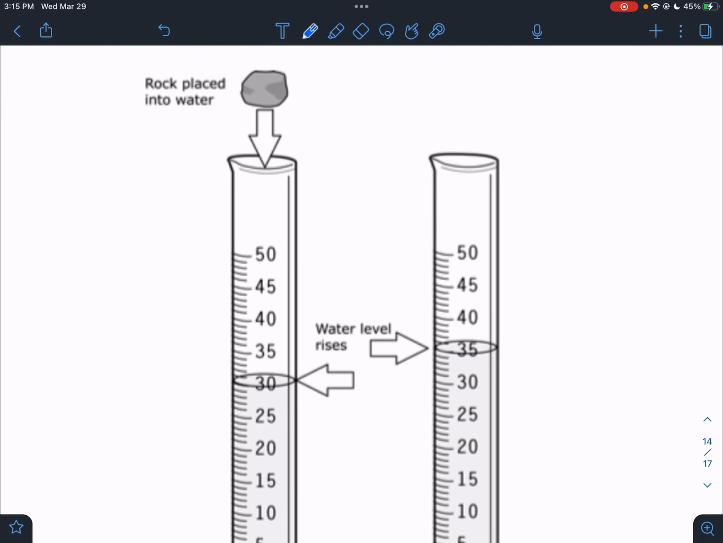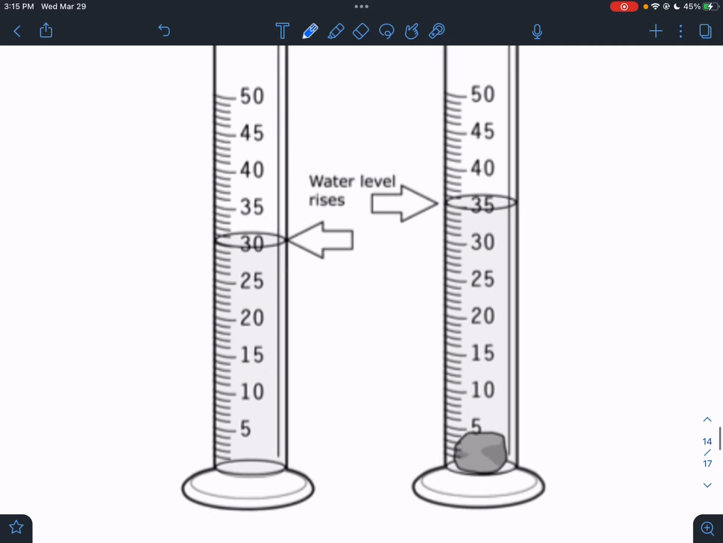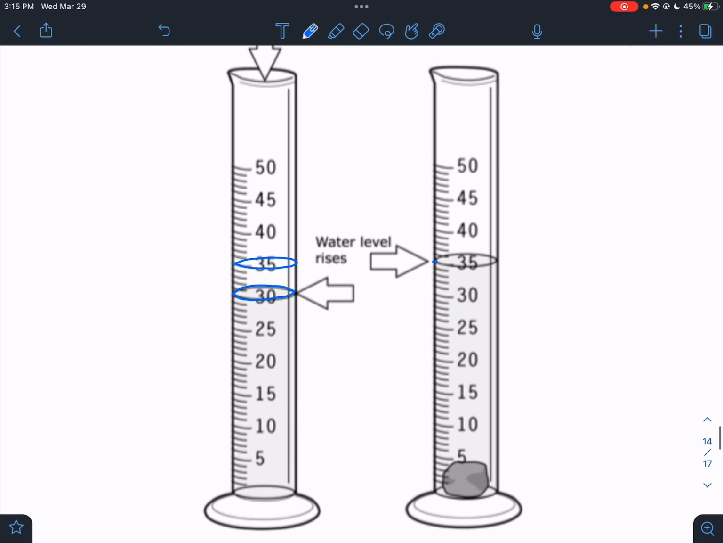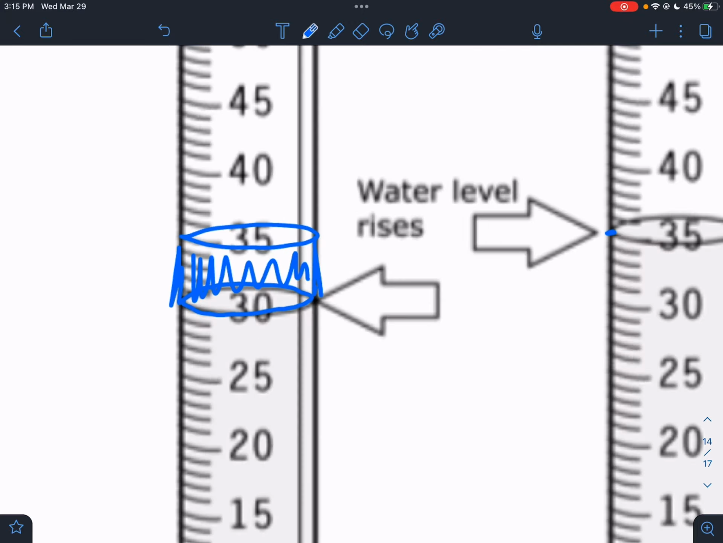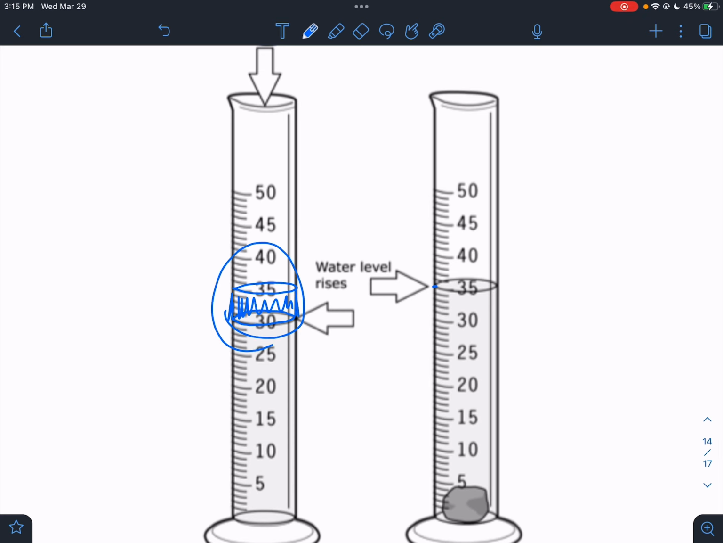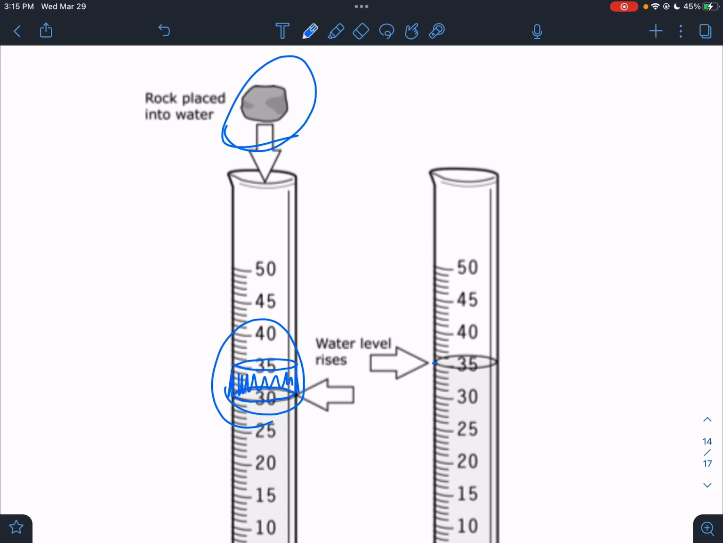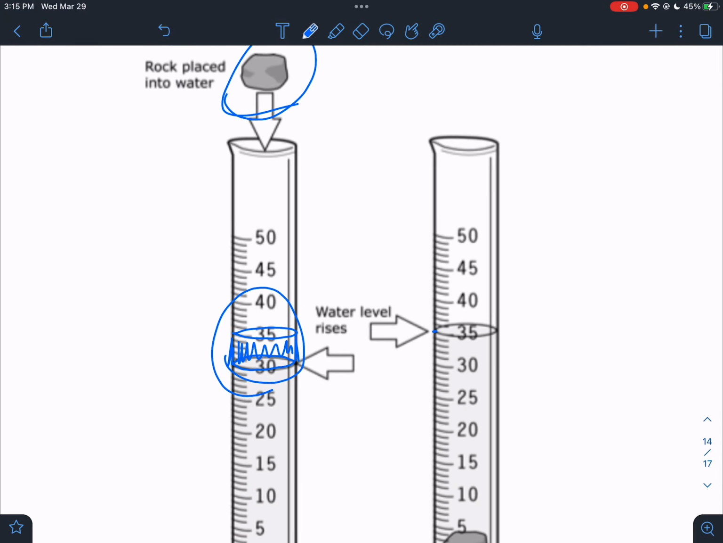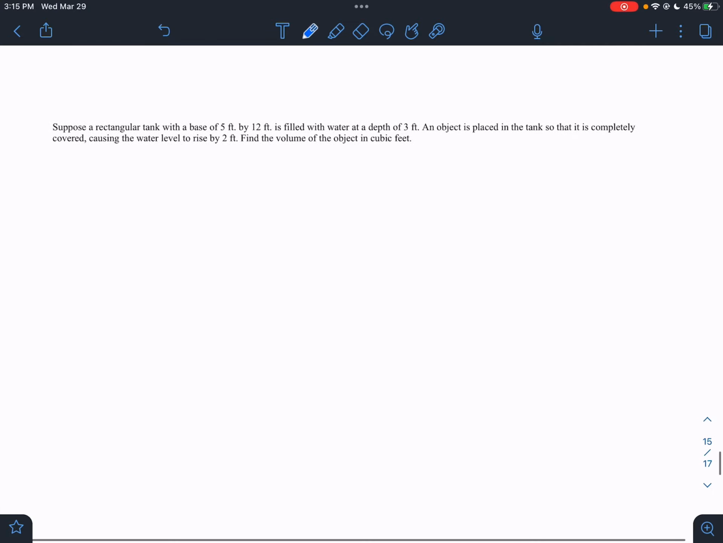So we drop a rock into this shape. You notice that it has a height of 30 currently, and when it goes all the way up to a height of 35, oh, that's really blurry. The only cylinder we care about is this cylinder. This cylinder is going to have the same volume as the object that was dropped into the water. And so it's much easier to get the volume of that cylinder. That's what we have to do. That's water displacement.